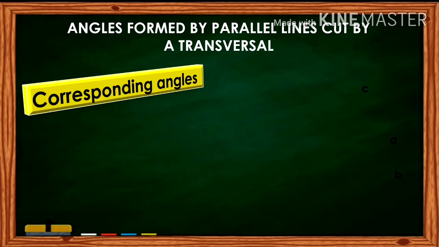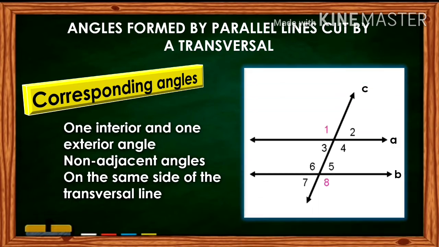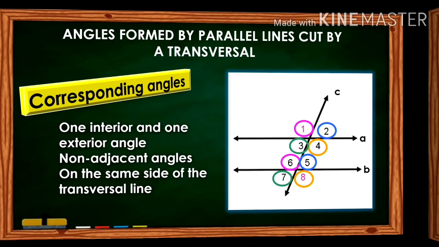Next one, corresponding angles. When we say corresponding angles, one of the angles is found in the interior and one is in the exterior. They are also non-adjacent and on the same side of the transversal line. Let's have an example. Angle 1 is paired with angle 6. Angle 2 is paired with angle 5. Angle 3 is paired with angle 7. Angle 4 is paired with angle 8.